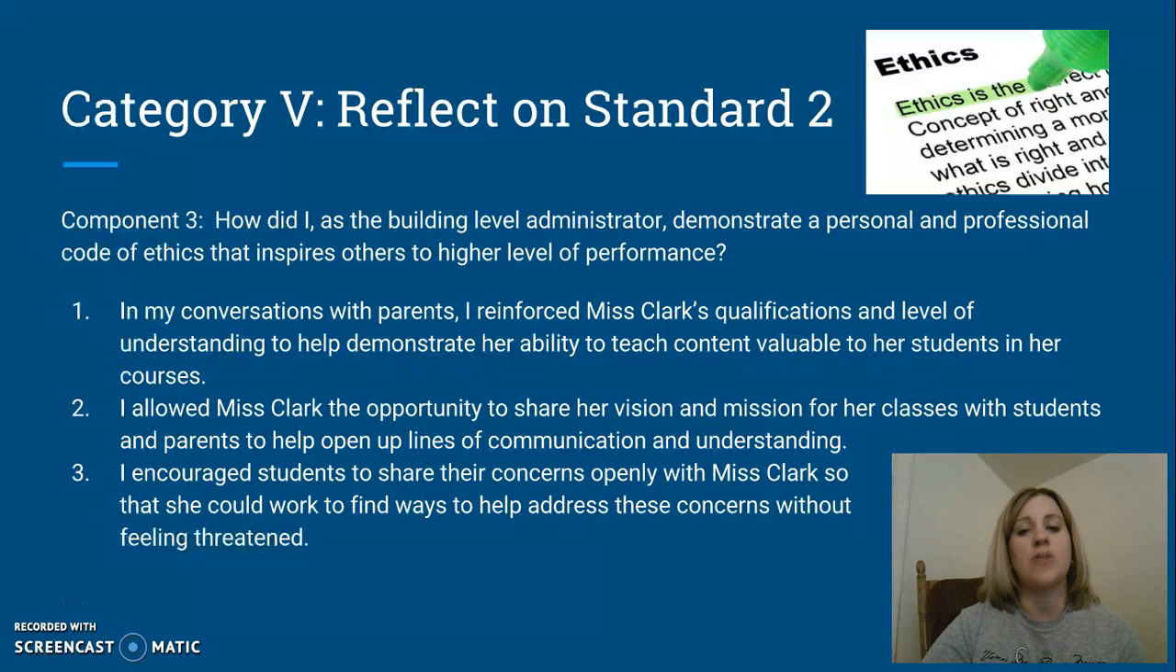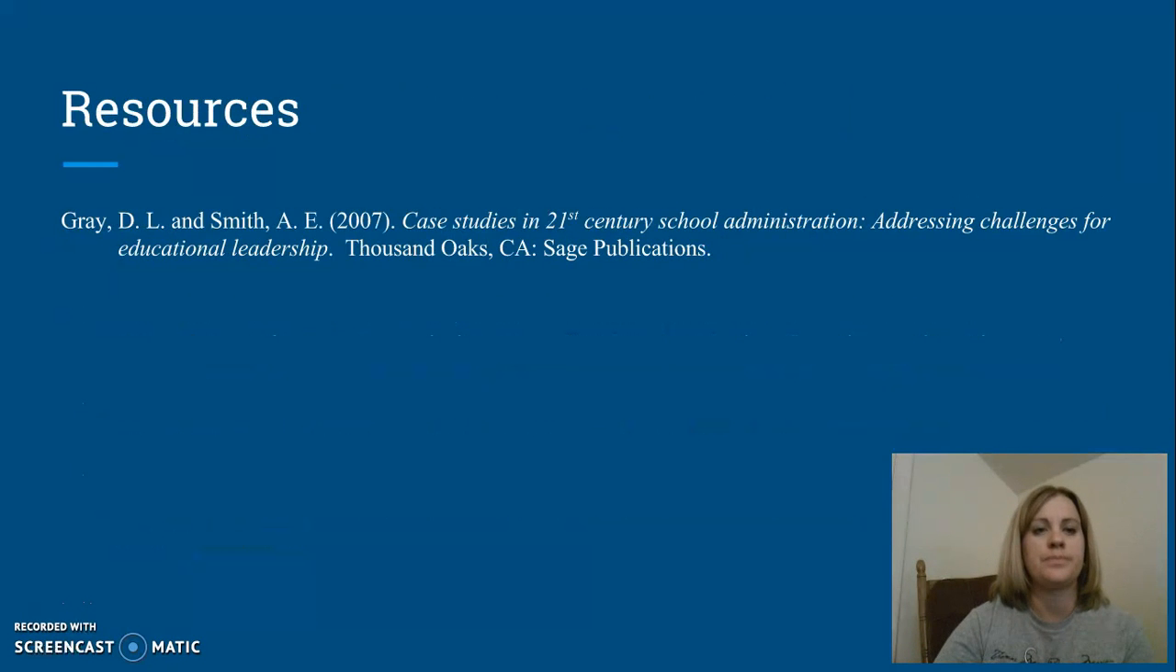Secondly, I allowed Ms. Clark the opportunity to share her vision for her classroom with the parents and the students. There's a good chance that they didn't know this prior, so they would have a better understanding of where she's coming from and what she wants for her students. Third, I encourage students to share their concerns openly with Ms. Clark in a positive way, so that she wouldn't feel threatened, but she could receive feedback from them, and then use this feedback to help change her course and her plan of action for her classes.